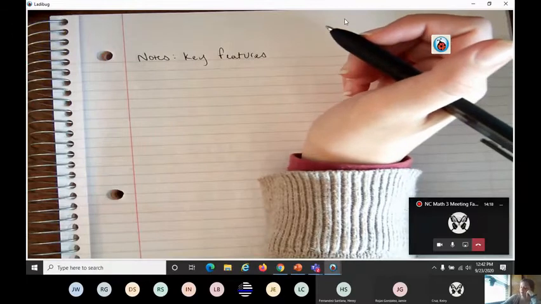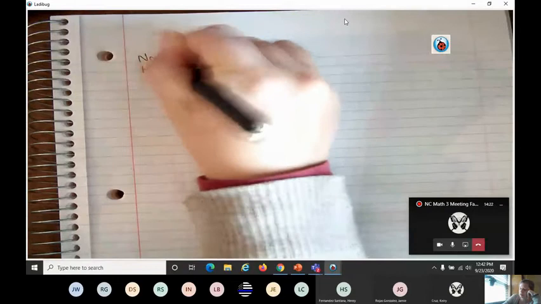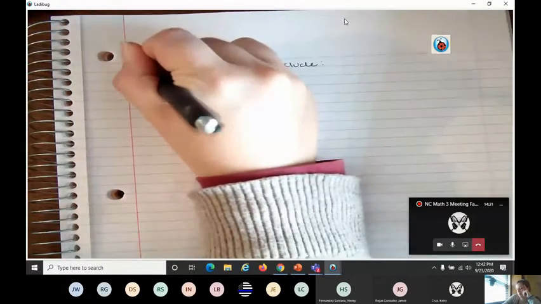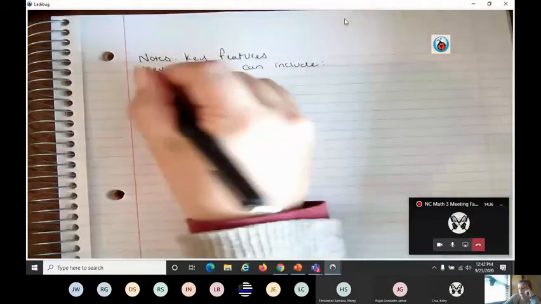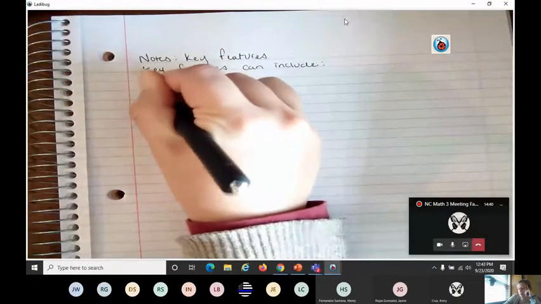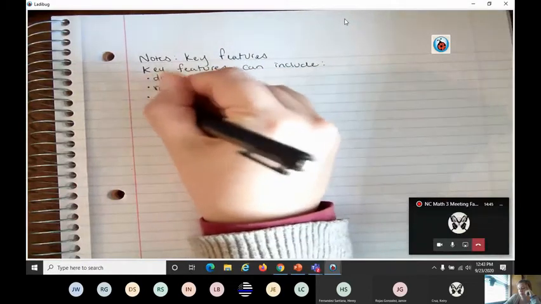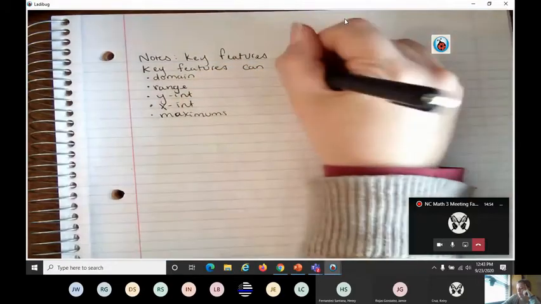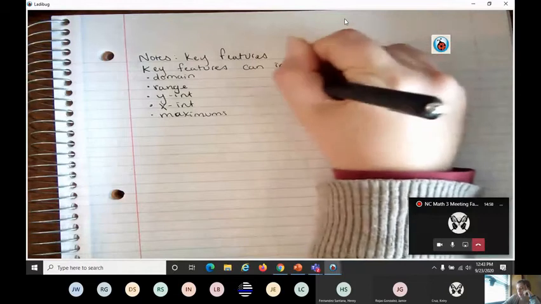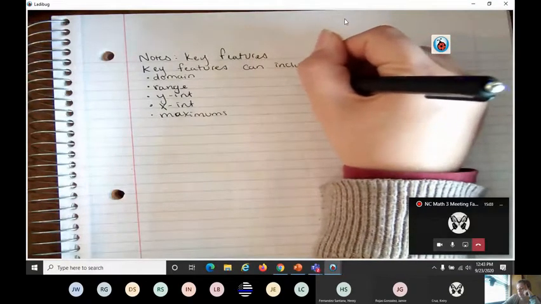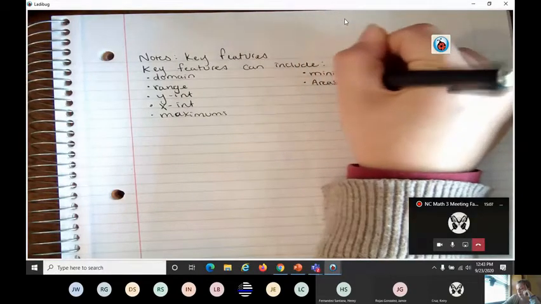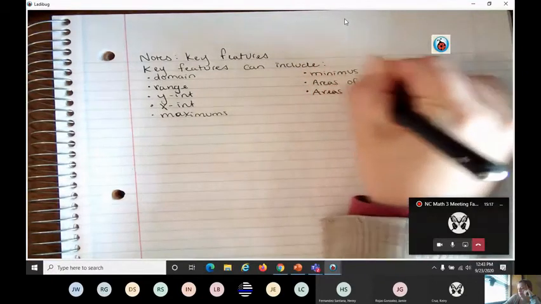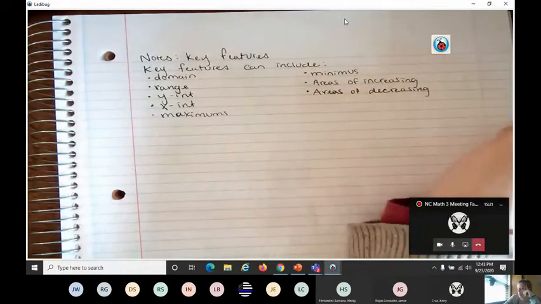So the key features, and we've talked about a lot of these, can include, so key features can include domain, range, y-intercepts, x-intercepts, maximums, minimums, let's see, areas of increasing, areas of decreasing, and end behavior.